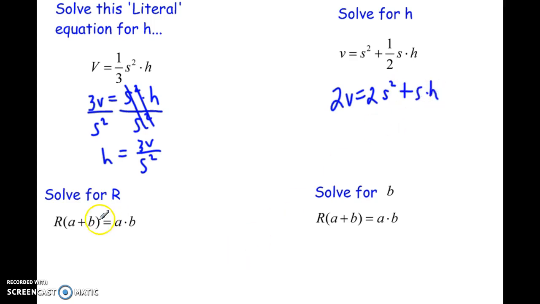So we're going to solve this one for capital R, and actually it's not going to take too long. It takes about 2 seconds if you divide by a quantity, a plus b.